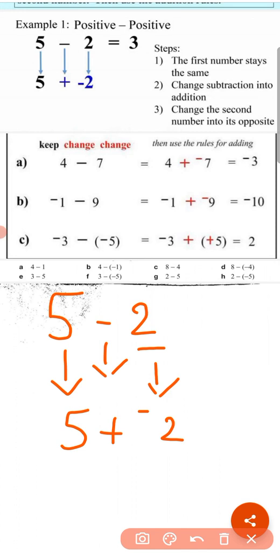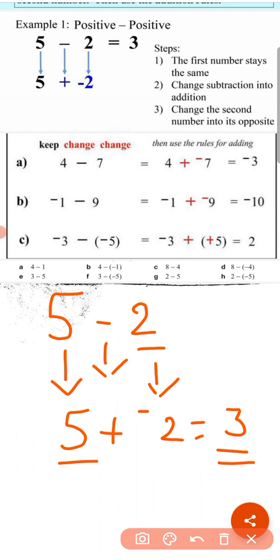5 plus negative 2. When we are adding two different signs, subtract the smaller number from the bigger number and put the bigger number's sign. That is, 5 minus 2 is 3. Since 5 is the larger number and it is positive also, our answer is also positive.